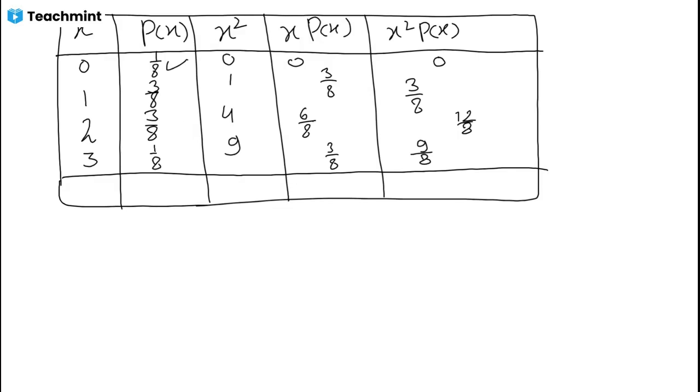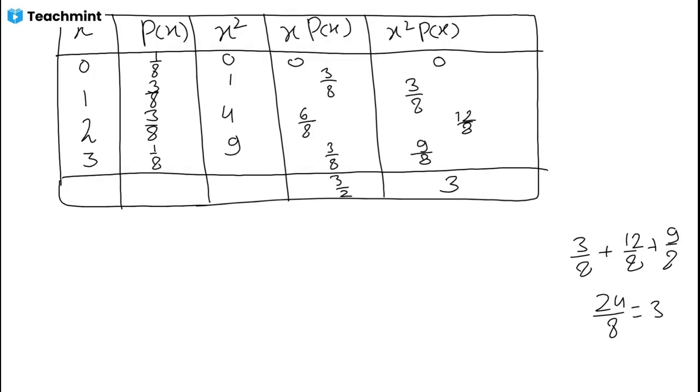Finally for x p(x), the sum is 3 by 2. And here we can add 3 by 8 plus 12 by 8 and 9 by 8, so we'll get 24 by 8, which is 3.